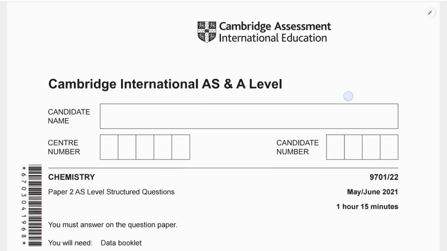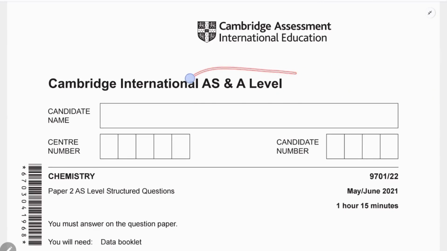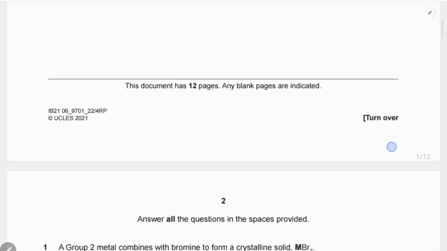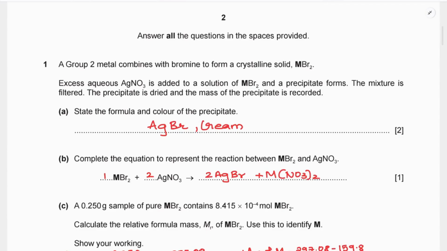So today's paper will be based on Cambridge International AS and A Level Chemistry paper 9701/22, May/June 2021 series. So let's get started. First question: a group 2 metal combines with bromine to form a crystalline solid, which is MBr2. Excess aqueous silver nitrate is added to a solution of MBr2 and a precipitate forms. The mixture is filtered, the precipitate is dried, and the mass of the precipitate is recorded.